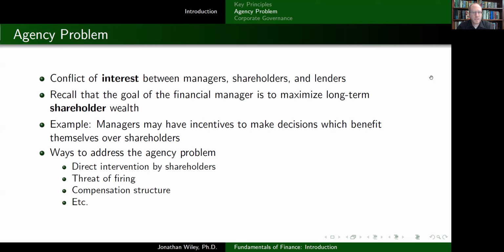So, some of the ways to address the agency problem. In some cases, shareholders can get directly involved and basically tell managers, we don't want to do this. Or they can get involved with the threat of firing and basically say, if you don't behave in certain ways or achieve certain outcomes, then we, the shareholders, may fire you. The way they could do that is by voting on who they want on the board of directors, and then the board of directors could in turn fire the managers. So it's possible to do that.